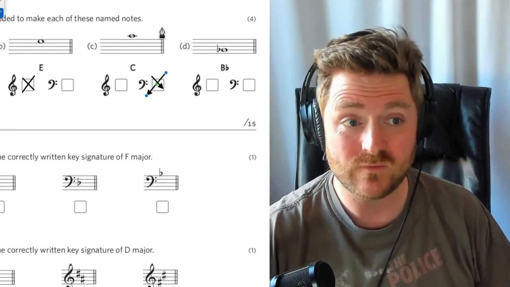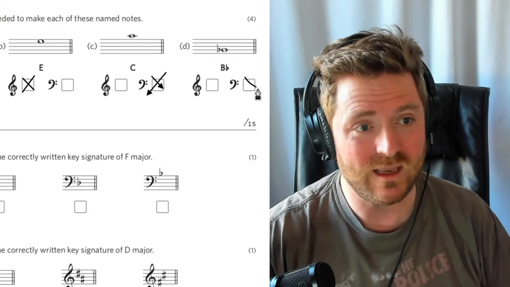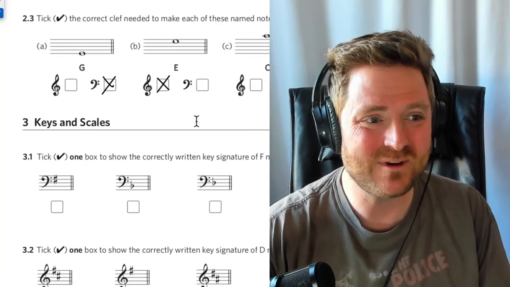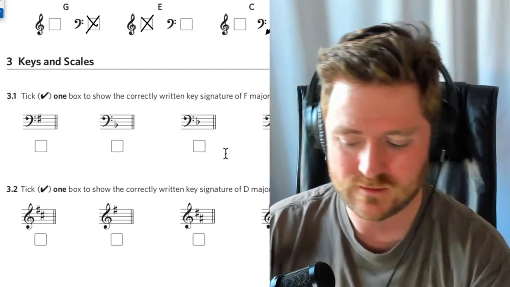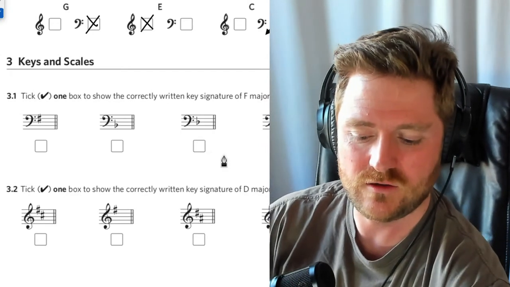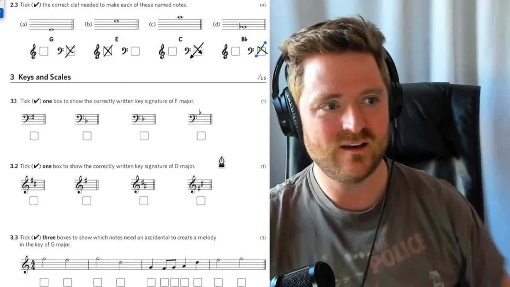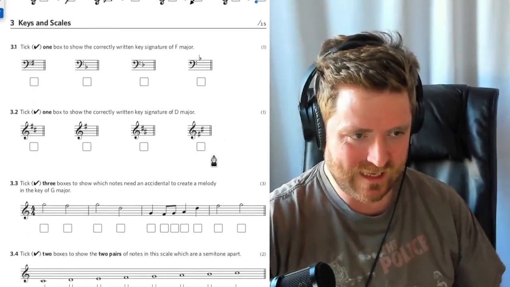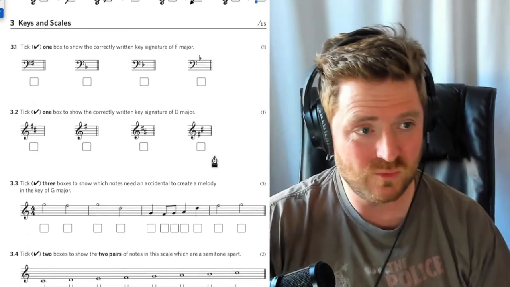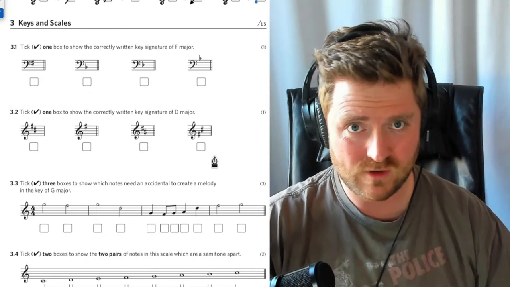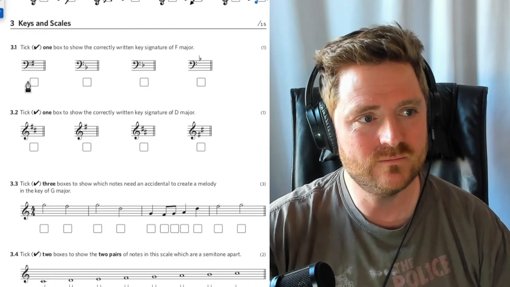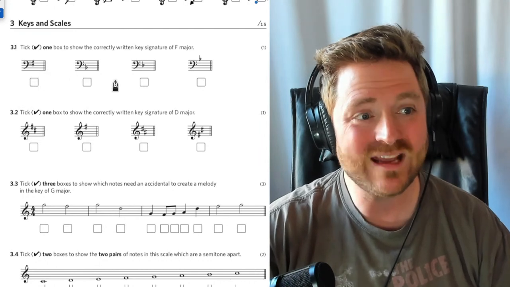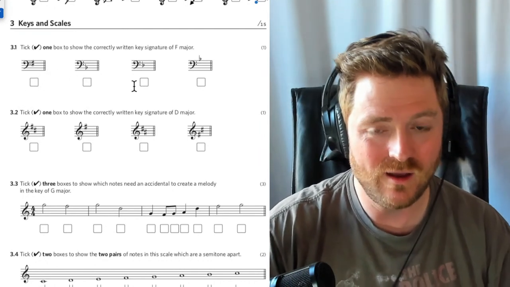It's on the third line, so if it's on the second line down, it's the bass clef. All right, everybody? Great stuff. Well done. Now, this one, I'm looking forward to this one because we've done a lot of work on keys and key signatures, and I'm really intrigued to see how you folks have got on with this really quite tricky aspect to music.